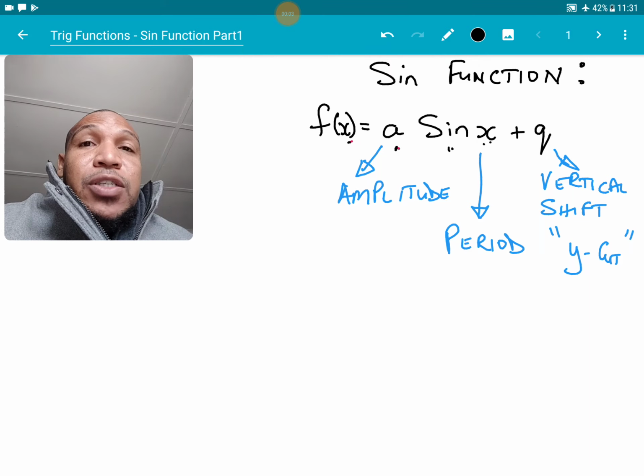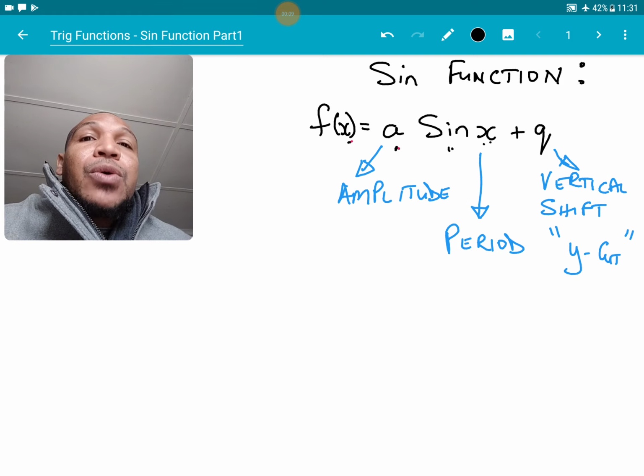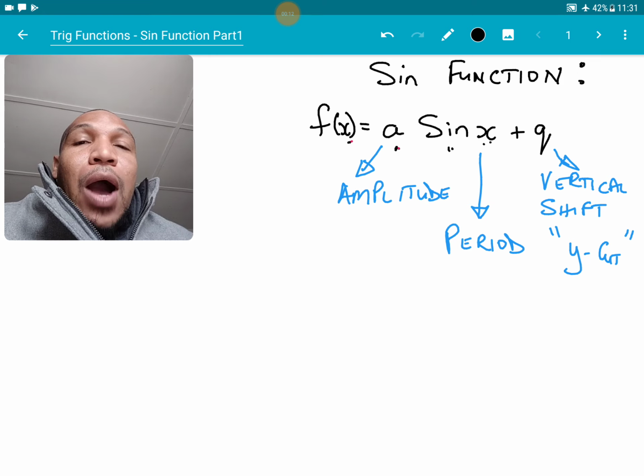We're going to have a look at trig functions, and we're going to focus on the sine function for today. This is part one of a two-part series where we're going to have a deeper look into how and what the sine function is.